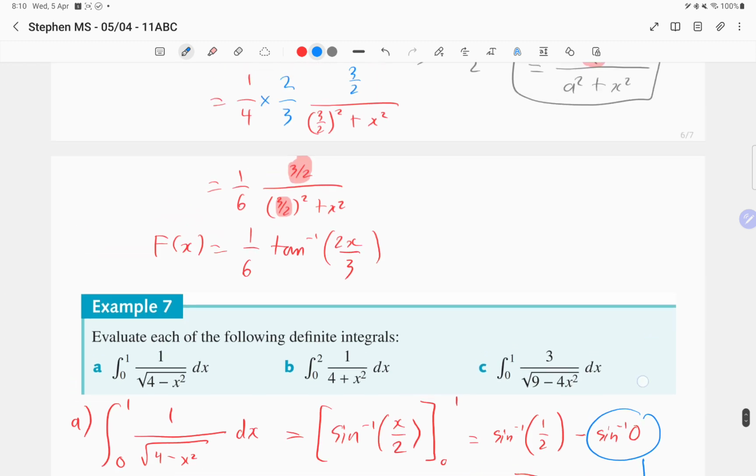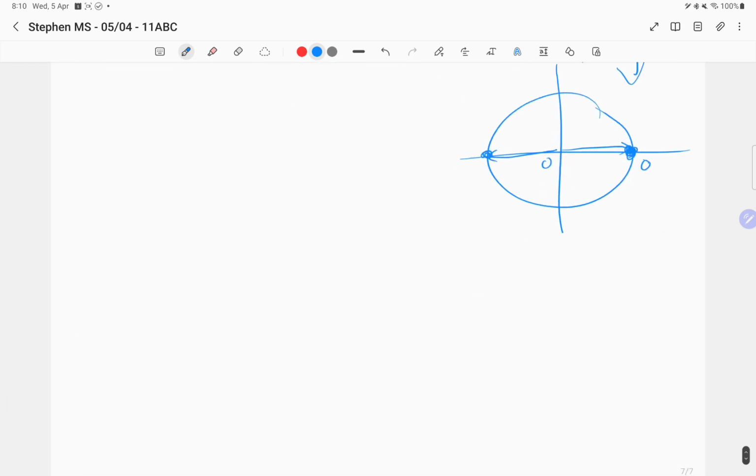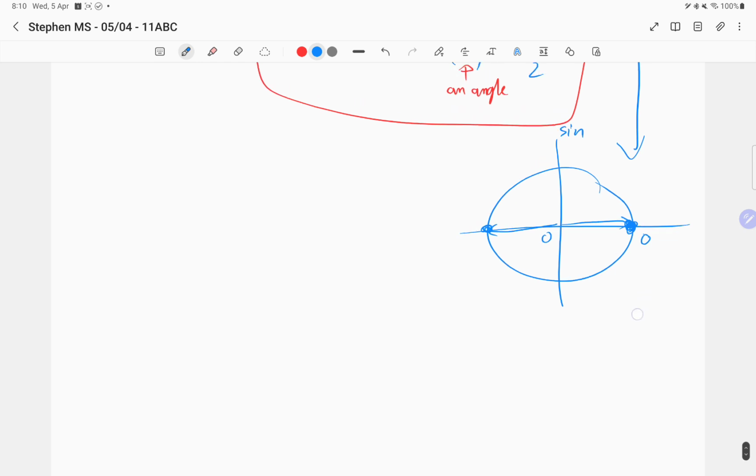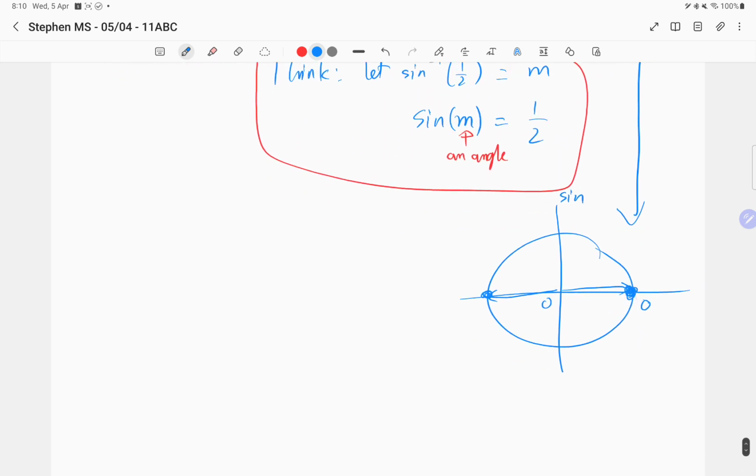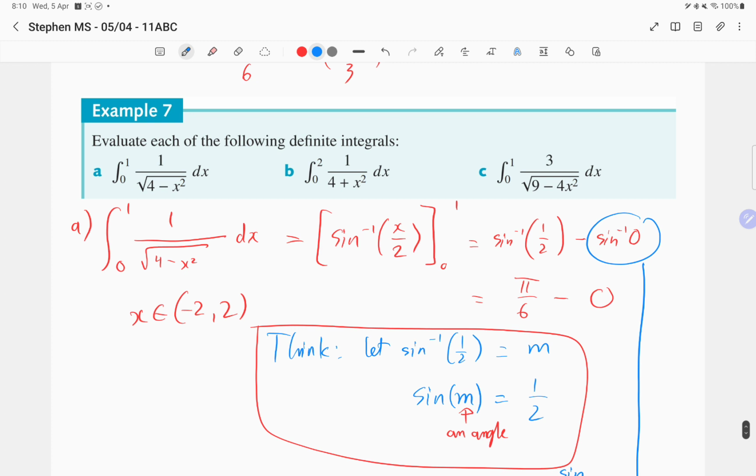I think they mention in the textbook that it will be between negative pi on 2 and pi on 2. Yes, it's in the proof of the formula. So that'll be pi on 6 minus 0, which is just pi on 6. That's the answer for A.